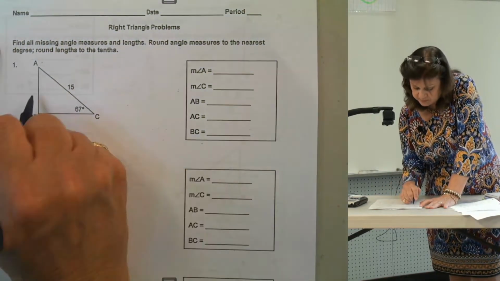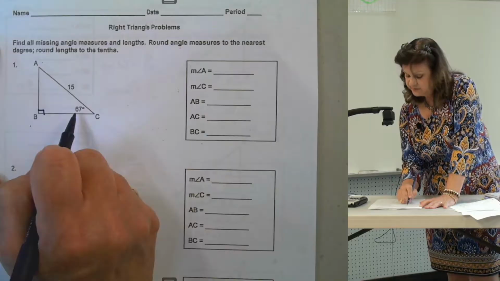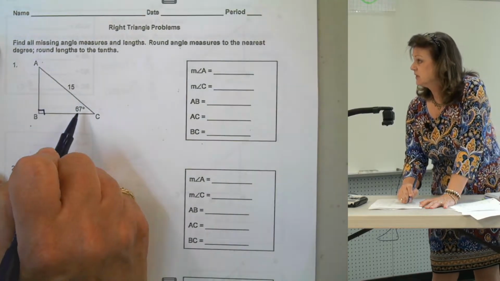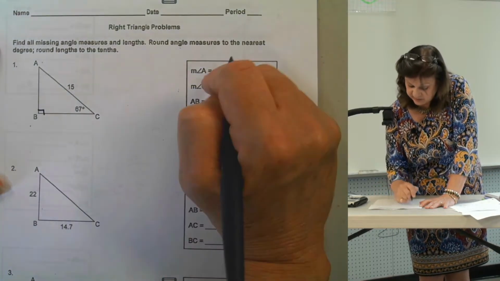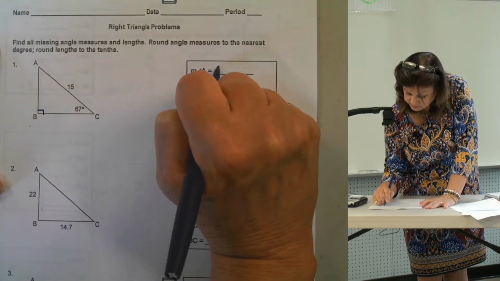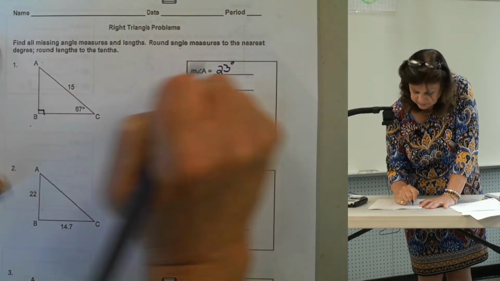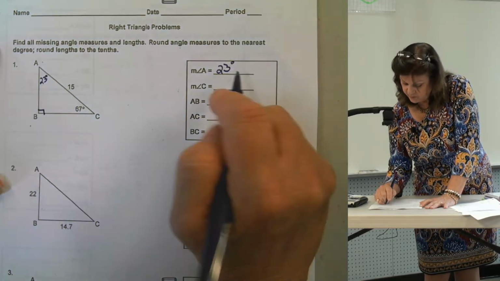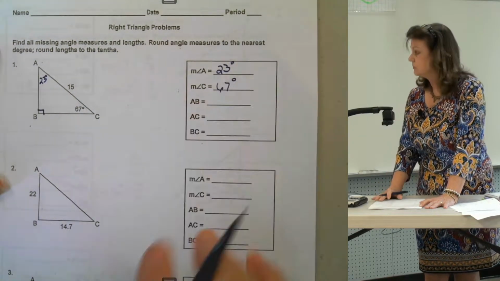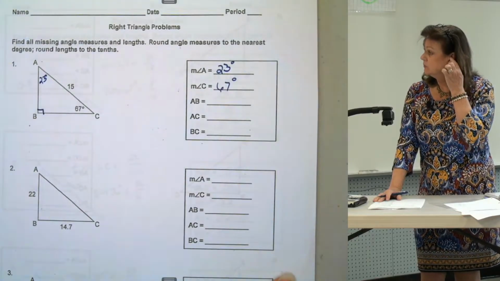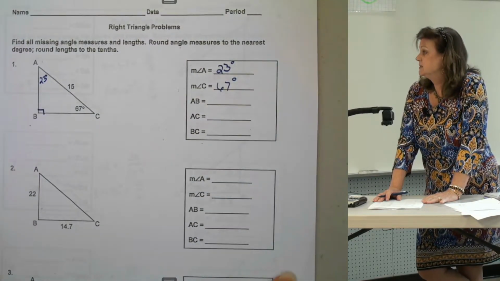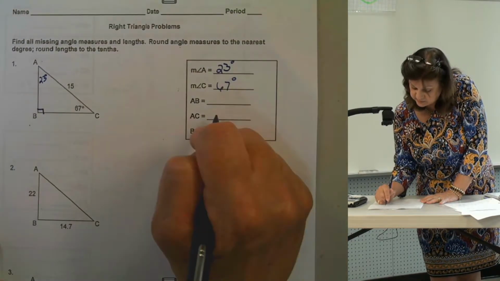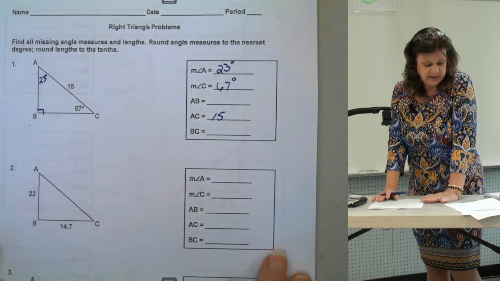So, if this is 67 degrees, then 90 minus 67, angle A must be 23. Of course, that gives you 90. We're looking for length AB. AC has been provided. And we're looking for length BC.